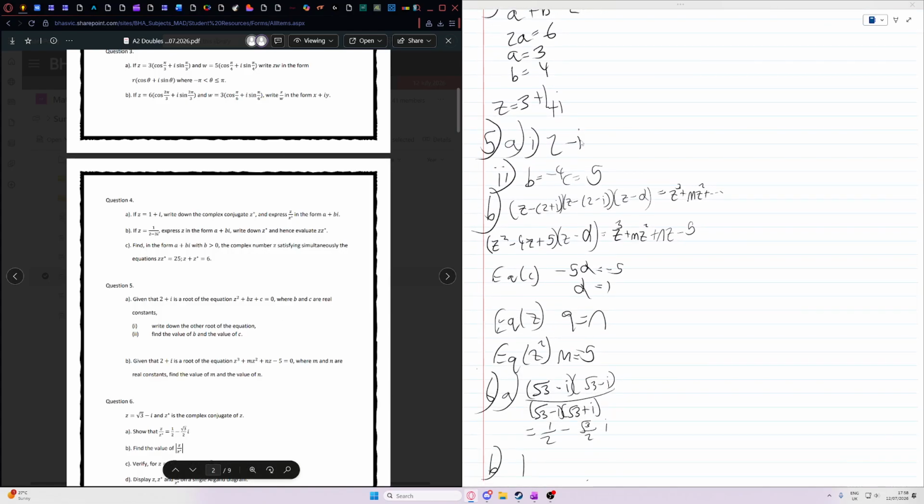Question 5, again, conjugate, same thing. Write down the other root. Well, oh, that was the same thing, sorry. And if you remember, when you're doing these things, you can use the sum of the roots. B is going to be the negative of the sum of the roots. C is just going to be the product of the roots.